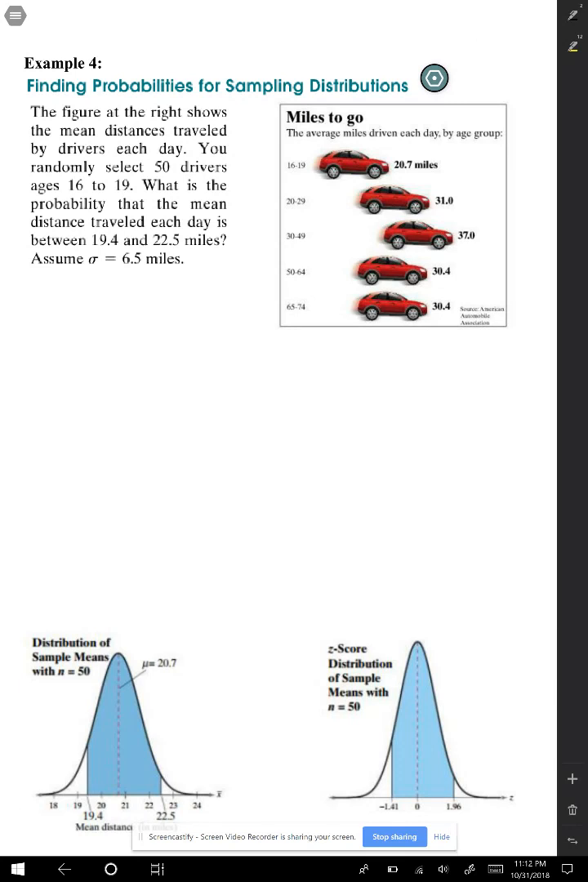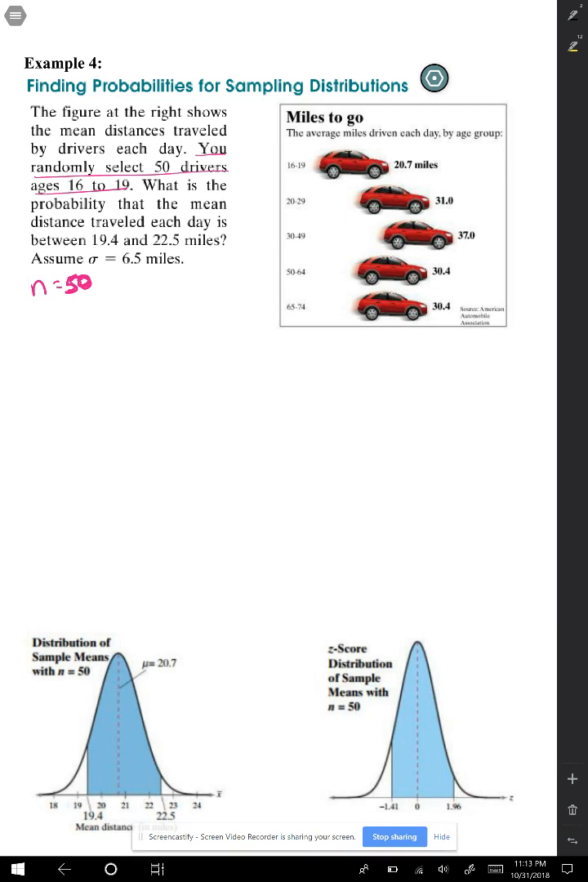All right, so it says you randomly select 50 drivers. That is important because they did not tell us that anything is normally distributed. So if it's not normally distributed, your sample size has to be at least 30. So we have a sample size of 50, so we have n equals 50. It's important to recognize what they're telling you. You randomly select 50 drivers ages 16 to 19. So we're doing n equals 50.